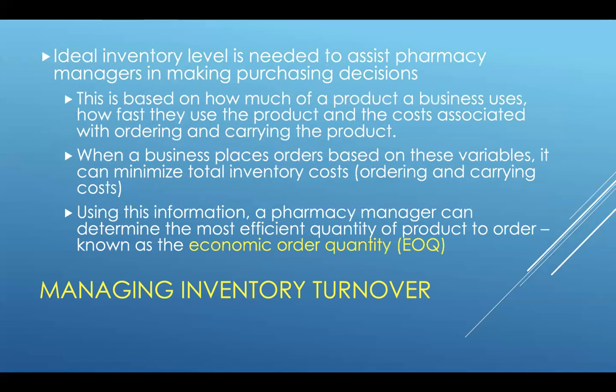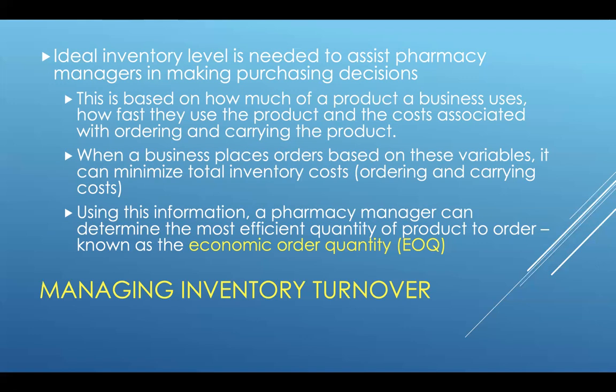Ideal inventory level is needed to help pharmacy managers in making purchasing decisions. This is based on how much of the product a business uses, how fast they use the product, and the cost associated with ordering and carrying the product. This is one of the most important things: all pharmacy managers should review their shelves at least once a week, if not more. When a business places orders based on these variables, it can minimize total inventory costs.